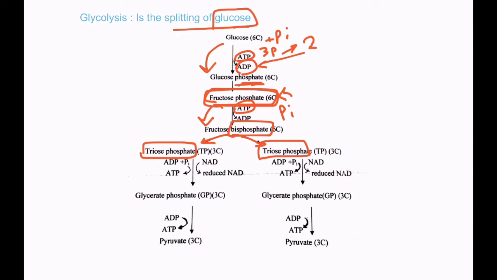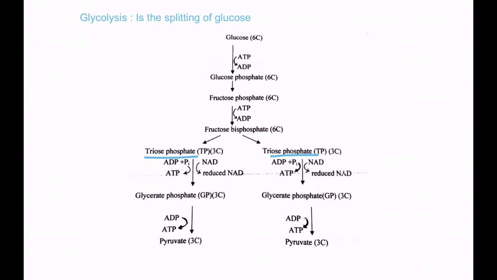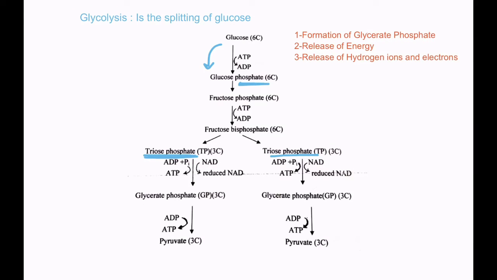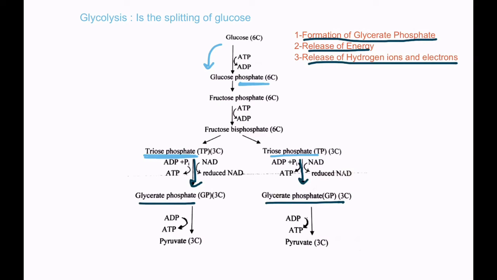So what happens to each triose phosphate? It's dehydrogenated, which means that it lost hydrogen. So what exactly does dehydrogenation of triose phosphate cause? It leads to the formation of glycerate phosphate, release of energy, and release of hydrogen ions and electrons. So each triose phosphate formed 1 glycerate phosphate. So we have 2 glycerate phosphate. Okay? And it caused the release of energy.